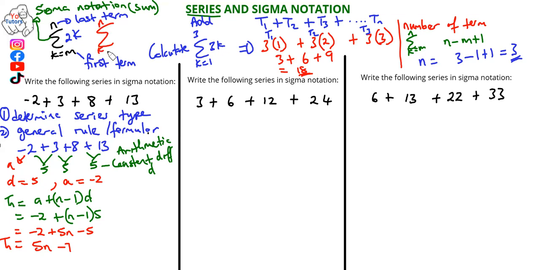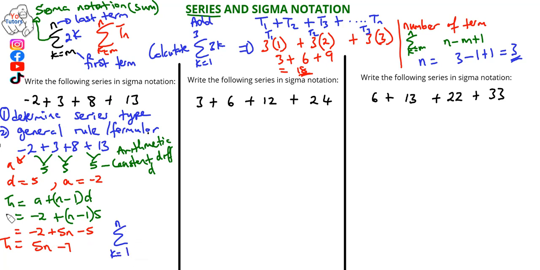So in this case, we know that Tn is 5n minus 7. So how do you present this in the sequence? We're going to have our sigma notation here. We are going to have n at the top, and at the bottom we're going to have k equals 1.